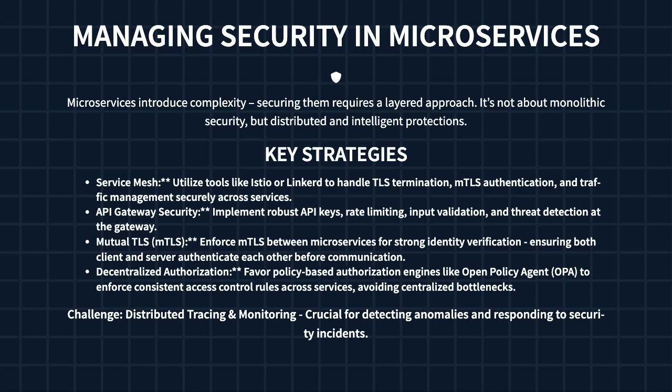Think robust authentication, rate limiting, and making sure any data coming into your service is clean. Finally, moving away from a single, central authorization point, using something like OPA makes things more resilient and less of a bottleneck. Don't forget about distributed tracing and monitoring. These are essential for spotting anything unusual that might indicate a security issue.